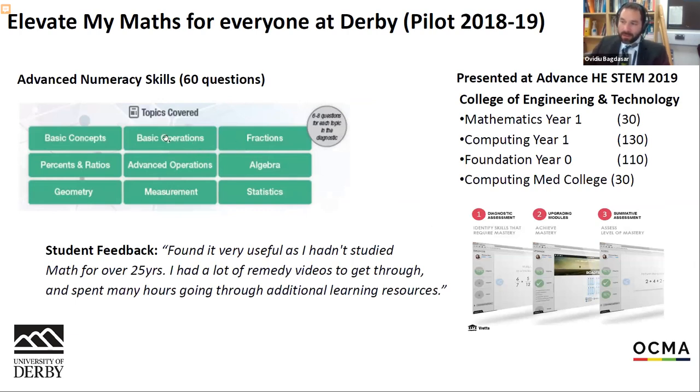In the first year, we deployed an existing resource, which we called the Advanced Numeracy Skills course. It was deployed to about 300 students, mostly in engineering and technology, in Derby and also in Greece. Feedback was very good, especially from students who were out of education for many years. We had a student who was outside education for 25 years.